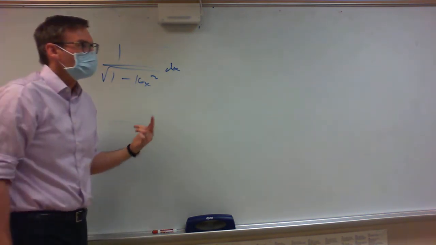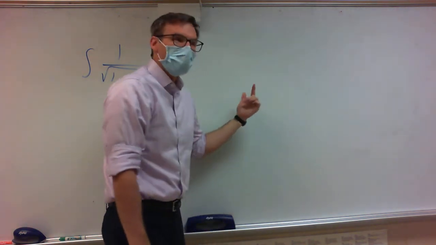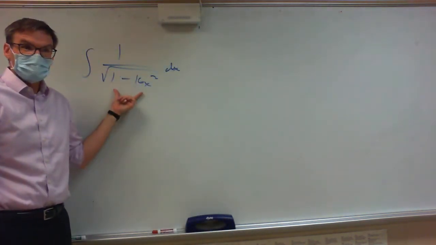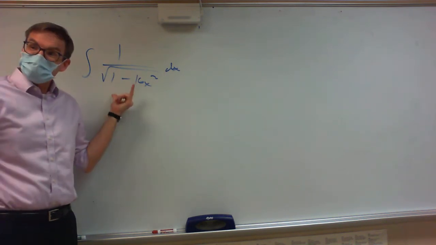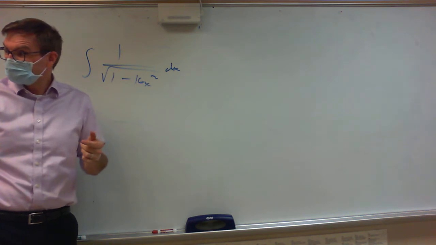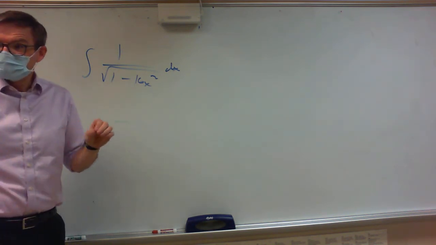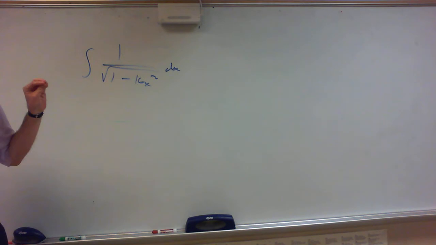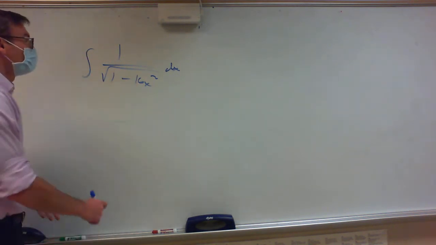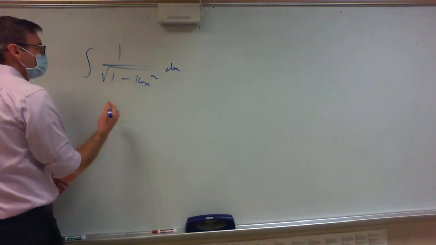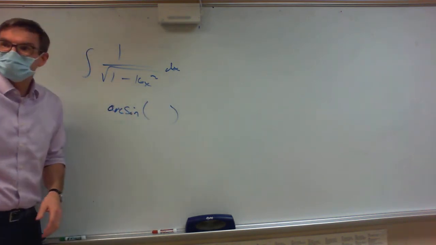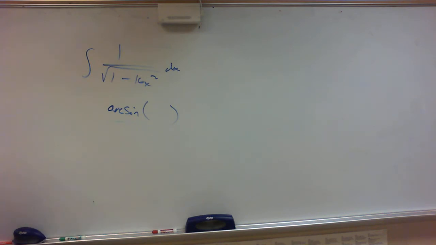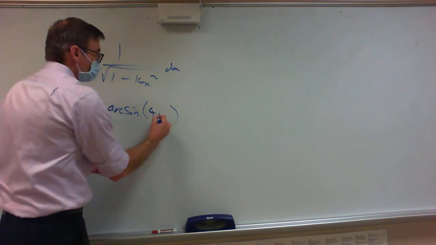How do you tell? If it's 1 minus x squared, it's arc sine. 1 plus x squared, it's arc tangent. x squared minus 1, it's arc secant. Does everybody see this as arc sine? Our job is to guess, so you have to identify that this is arc sine. My guess is arc sine of 4x. Are we okay? That's my guess.